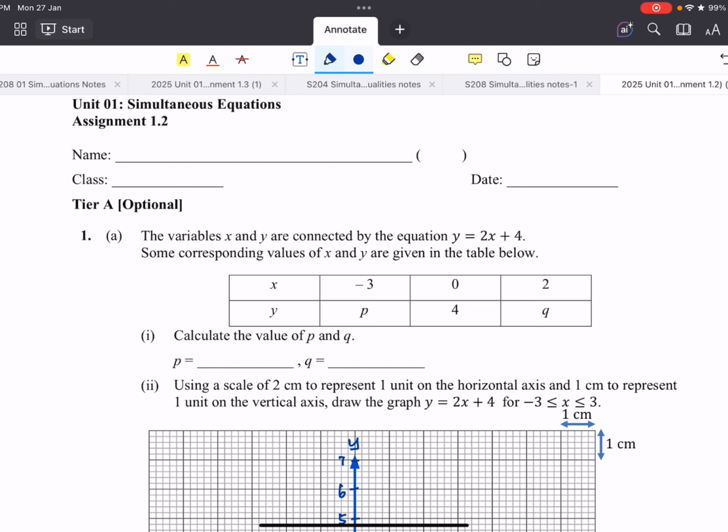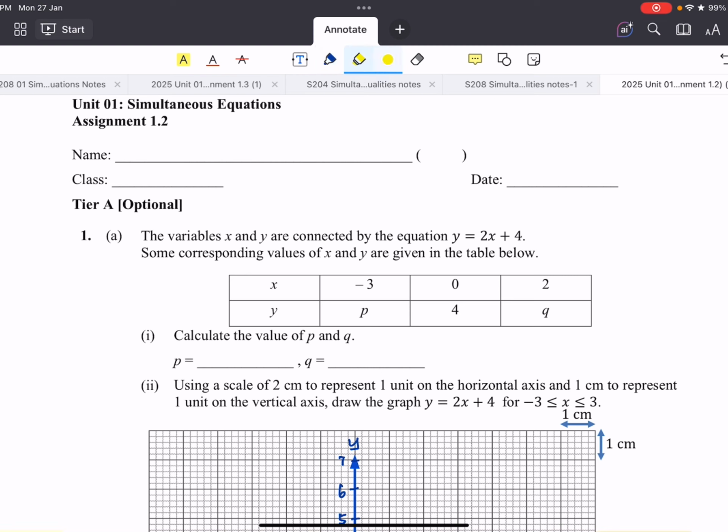I'm going to walk through this with those of you who need the extra explanation. If you have not been successful the first time round, let's follow along and hopefully you can learn from the mistakes. So in the first question, we are given the variables x and y. They're connected by the equation y equals 2x plus 4, and we are supposed to calculate the values of P and Q.